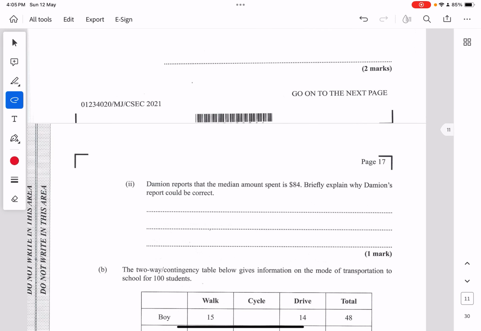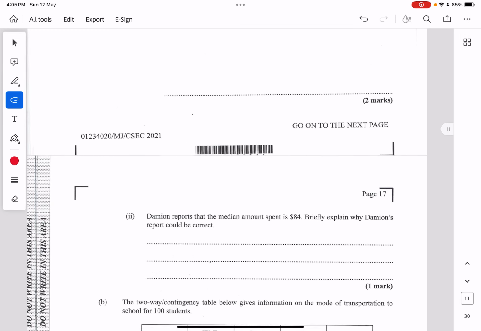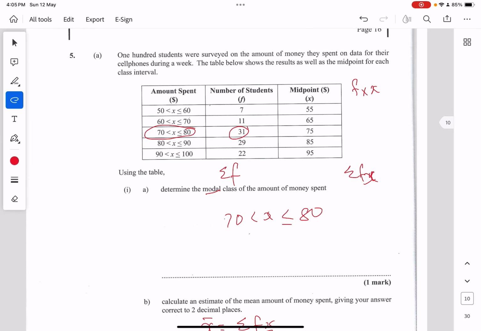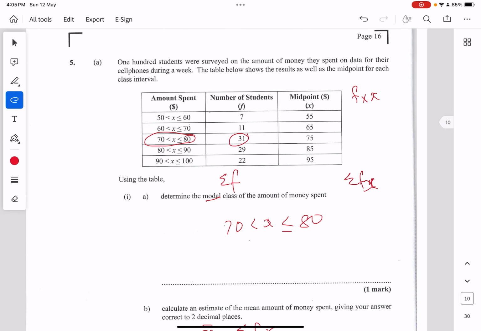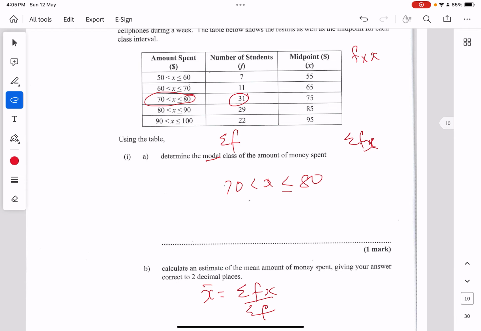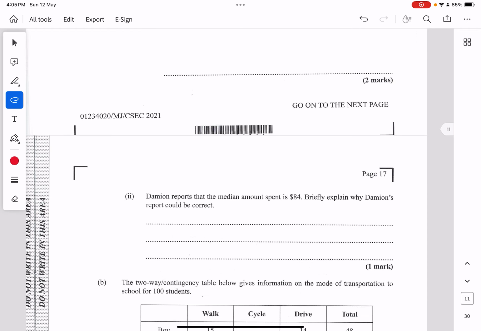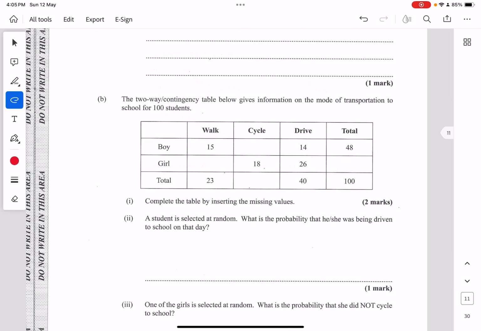Damien reports that the median amount spent is 84. Briefly explain why Damien's report could be correct. I probably have to work out the mean to get the answer for this, but I'm not going to work out the mean, so I'll leave that up to you.